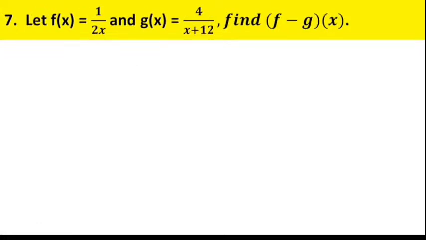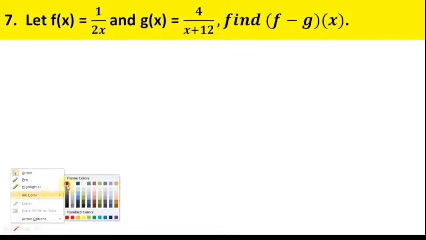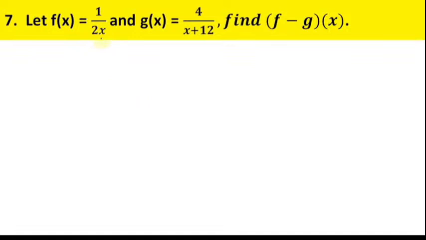Number 7, so if we have let f of x equals 1 over 2x and g of x equals 4 over x plus 12, so find the difference of the given function.